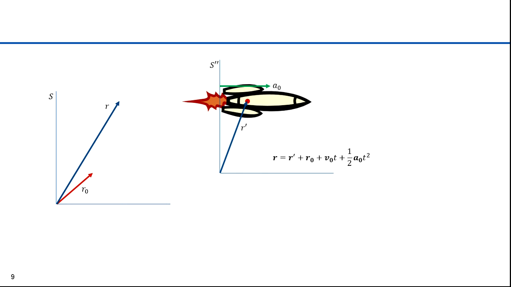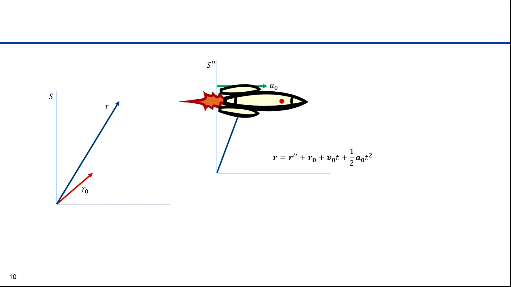Recall that in section 32 we derived an equation for position that takes into account acceleration. Over time t, the position r in frame S of an object in S' is the sum of r', plus r0, the offset, plus v0t, the initial velocity of frame S', plus 1/2 a0 times t squared. That accounts for the acceleration of frame S'. The position r is from the perspective of the S reference frame. You're looking into S'.